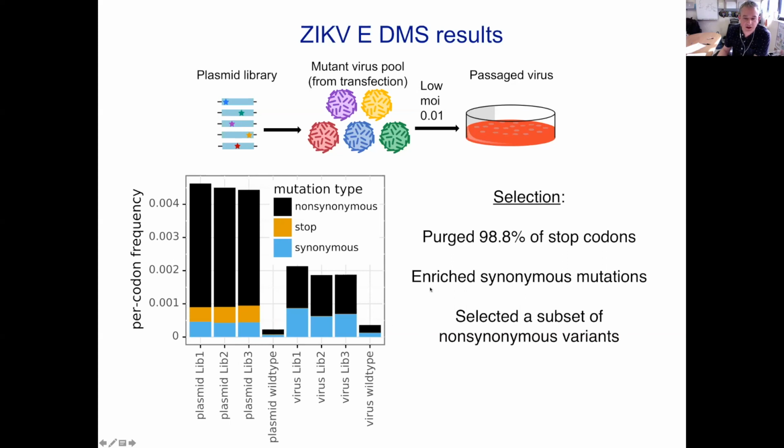We enriched synonymous mutations, which makes sense as well because those are the ones that evolved to be present in fit wild type virus. And we also selected a subset of non-synonymous variants as well. And of course, that's really the population that we were excited about analyzing.